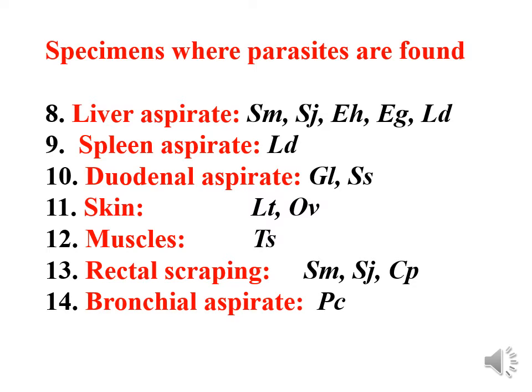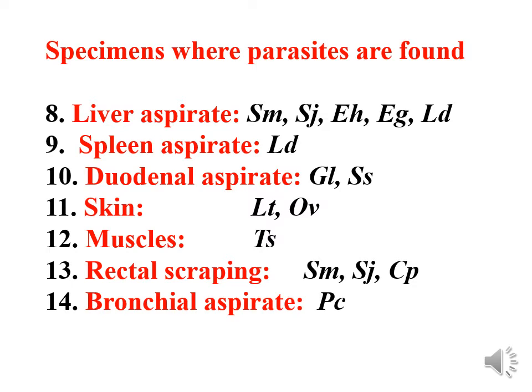Leishmania donovani could also be found in the liver aspirate. So it means Leishmania donovani is a very invasive parasite because it is infecting macrophages, so it could be found in different tissues and organs. In a spleen aspirate, you can also recover Leishmania donovani. Duodenal aspirate, Giardia lamblia, you can recover it from the duodenal aspirate as well as Strongyloides stercoralis. And Strongyloides is the smallest nematode infecting man, and usually it infects by penetration of the larva.